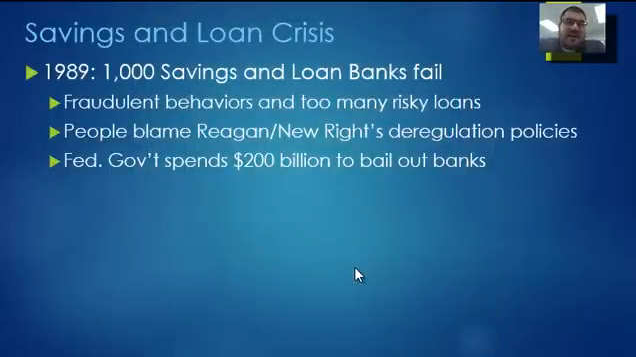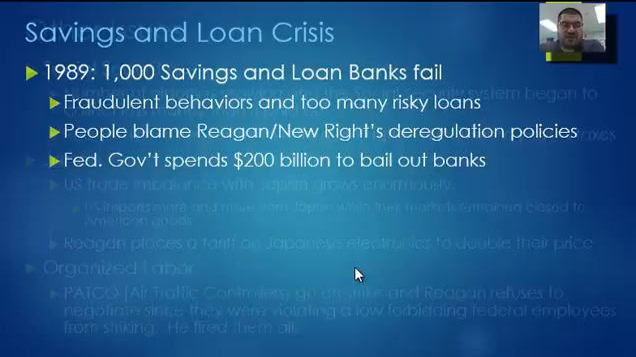Something else, a fallout from the banking deregulation is the savings and loan crisis. Savings and loans banks start to fail in 1989, 1,000 of them. Some due to fraudulent behavior, some due to making too many risky loans, because if you make a risky loan and you don't get that money back, you're out that money. People blame Reagan and the new right's deregulation policies, and they have to spend $200 billion to bail out the banks.